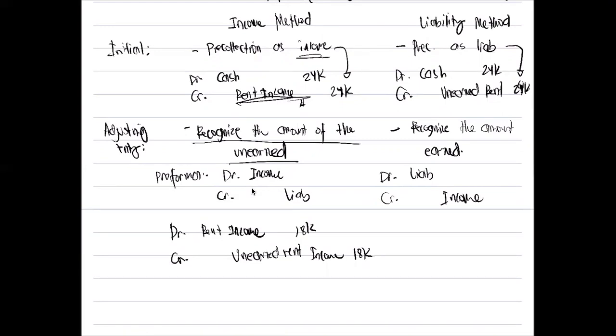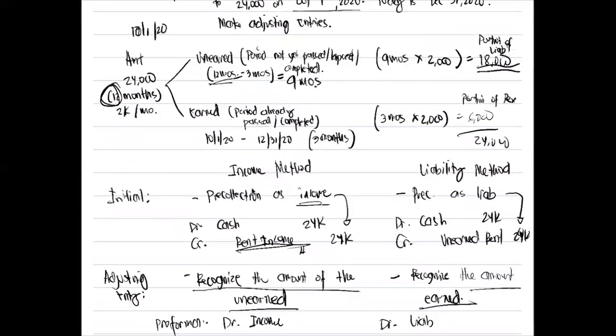How about your adjusting entry under liability method? You need to recognize the amount earned. So you debit a liability and you credit an income. So what is the liability here? We debit the liability down. What is the liability? It's known as your unearned rent income. And then we credit an income. What do we call our income? Rent income. At what amount? The amount earned.